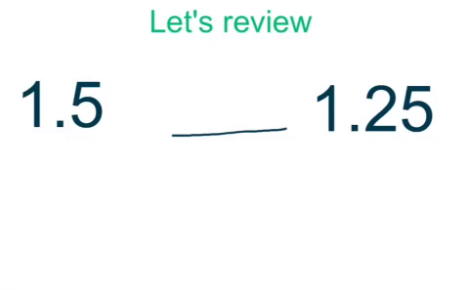Alright, let's try this one. So you have 1 5/10ths and 1 25 hundredths. Knowing that you can put your mystery 0 there so that you have equal numbers after the decimal place. So 1 50 hundredths or 1 25 hundredths, which one is bigger? And we know that 1 50 hundredths is the bigger number.